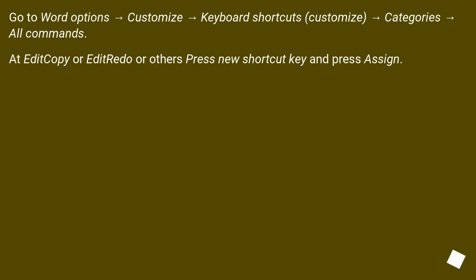Go to Word Options, Customize Keyboard Shortcuts, Customize Categories or Commands. At Edit Copy or Edit Redo or others, press New Shortcut key and press Assign.